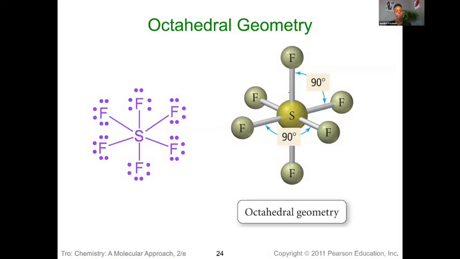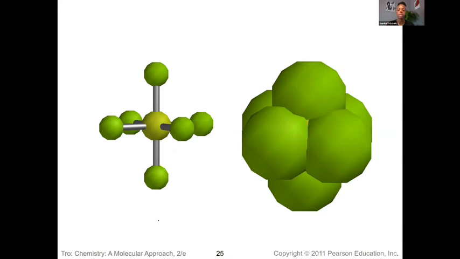And you can see an example here with SF6. Again, remember, we're counting only the lone pairs and the bonding regions found on the central atom. And so we would have 0 lone pairs, 6 bonding regions. And so with that, if we have that, then we would know that the total is 6 electron regions. So the shape we're making is an octahedral geometry. And here you can see that space filling model and the ball and stick model.